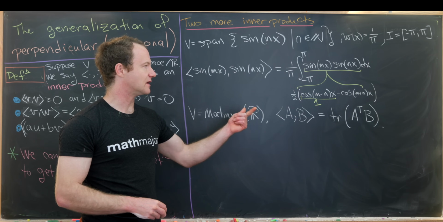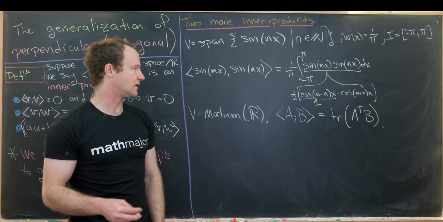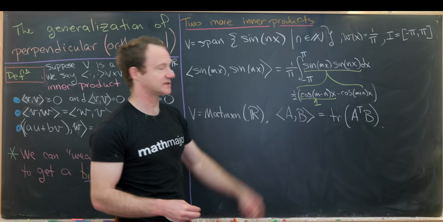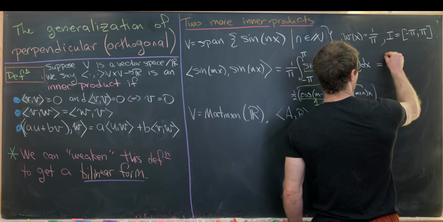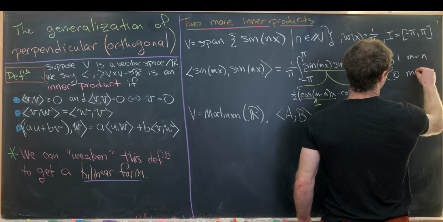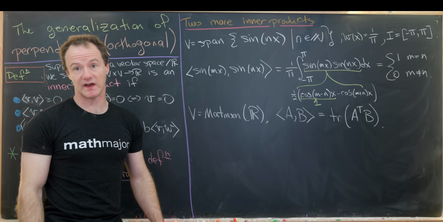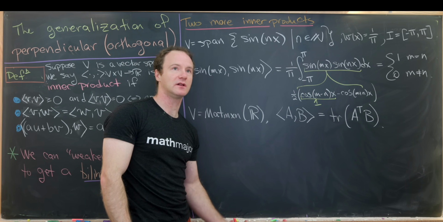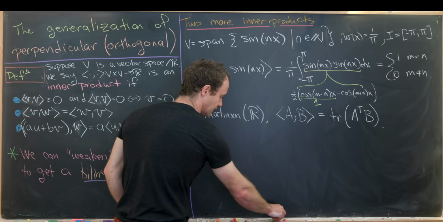But then if you get the number 1 and you integrate it from negative pi to pi, that is an interval of length 2 pi, you get 2 pi times this half out front times this 1 over pi, so you'll get 1. So in the end, you'll get 1 if m is equal to n and 0 if m is not equal to n, meaning that these vectors are orthonormal. Remember, orthonormal means orthogonal, and then they're all unit vectors. So they all have inner product of 1.